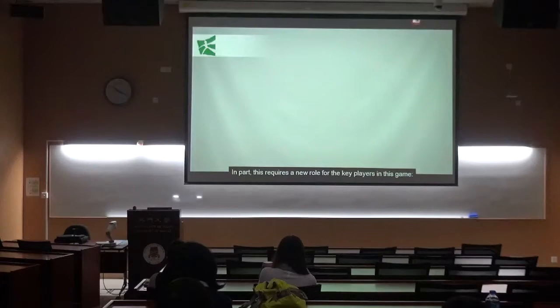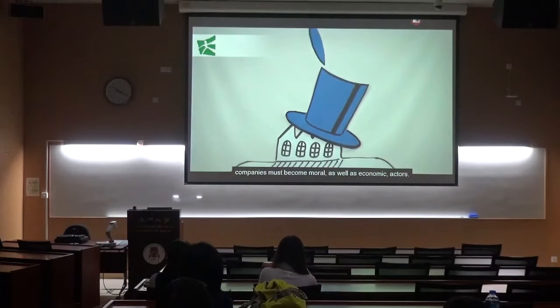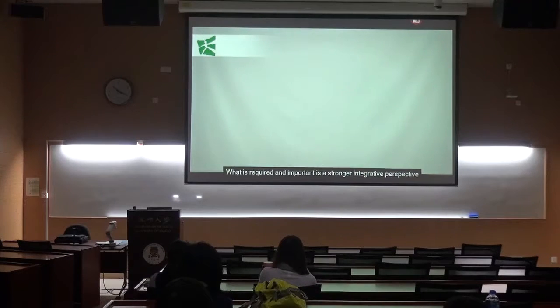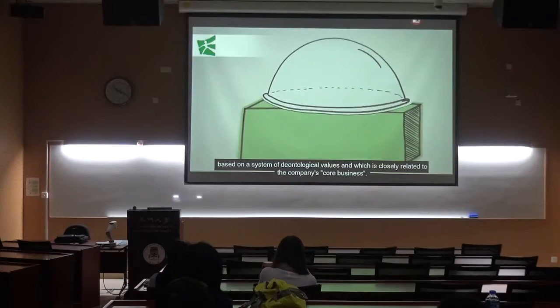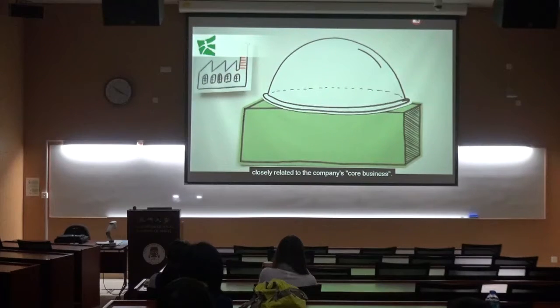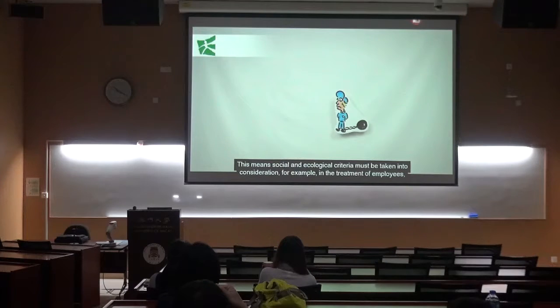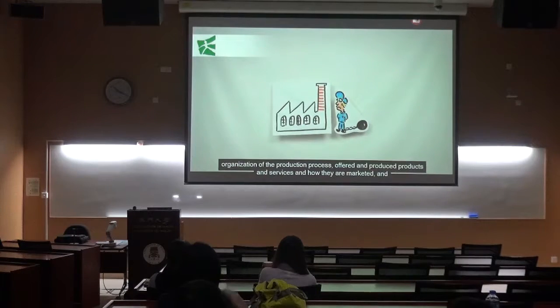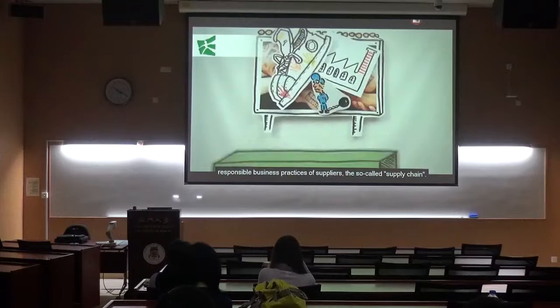This requires a new role for the key players in this game. Companies must become not only economic, but also moral actors. What's required and important is a stronger integrative perspective based on a system of deontological values and which is closely related to the company's core business. This means social and ecological criteria must be taken into consideration. For example, in the treatment of employees, organization of the production process, offered and produced products and services, and responsible business practices of suppliers, the so-called supply chain.